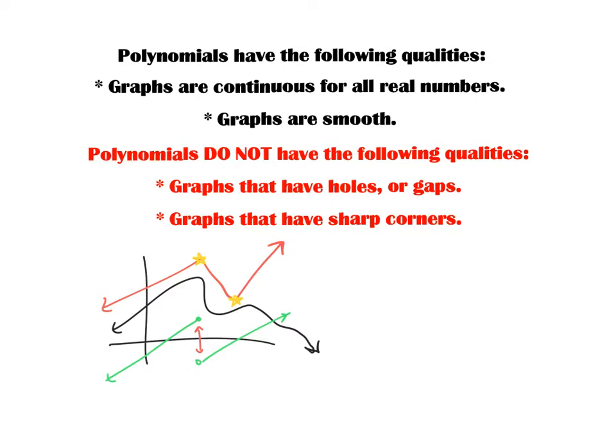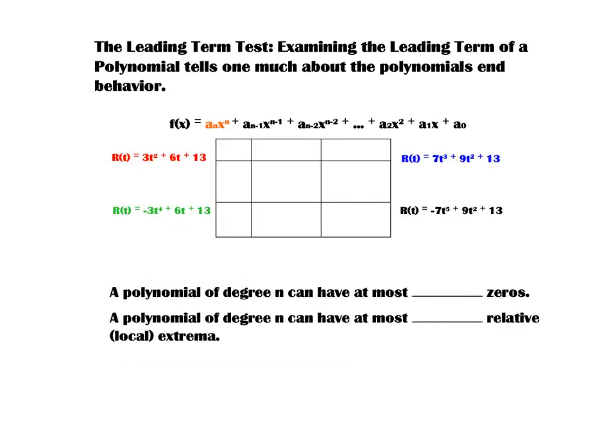Let's look at some other characteristics and get into some of today's lesson as well. All right, so let's look at something called the leading term test. Examining the leading term of a polynomial tells whoever's looking at it much about the polynomial's end behavior. So here in orange, I've got highlighted the leading term, right? So for example, in the red function, r of t equals 3t squared plus 6t plus 13, this is our leading term.